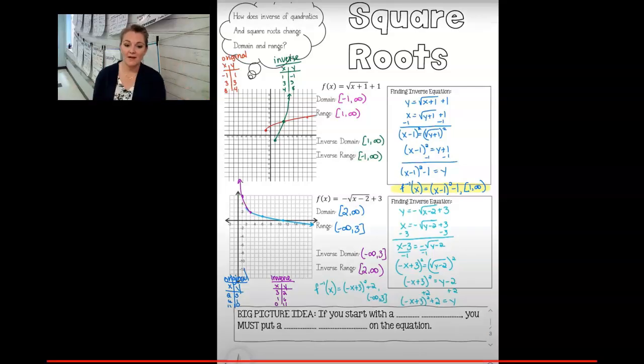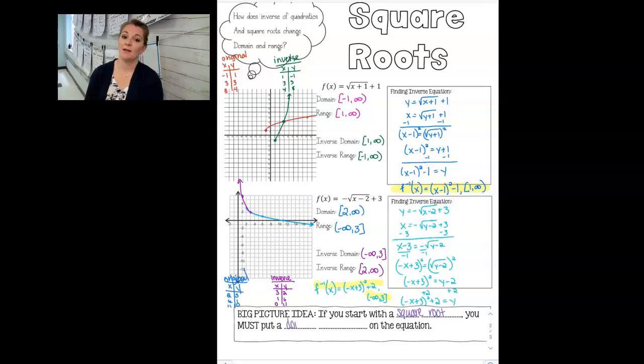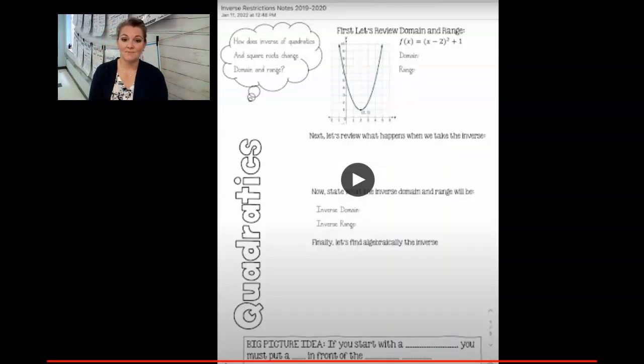So big picture idea, if you start with a square root, you must put a domain restriction on the equation. That just means you write the domain at the end. We already had the domain because we find it as soon as we find the original inverse domain and range, and we flip it, and that's it.